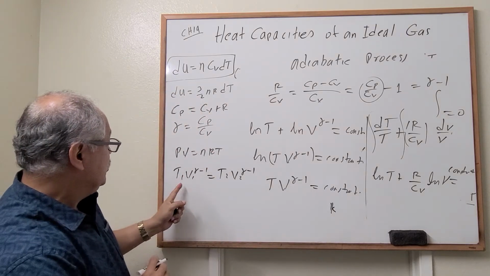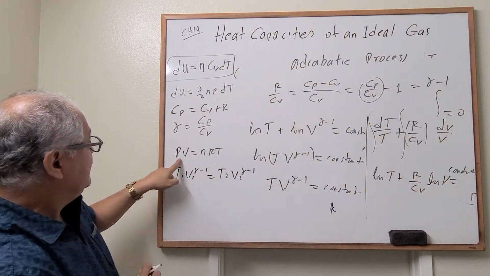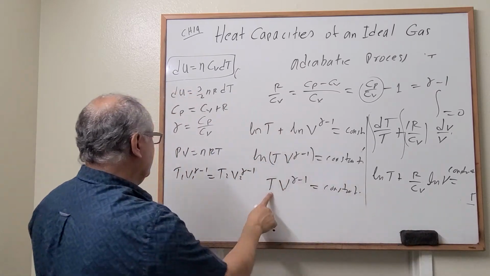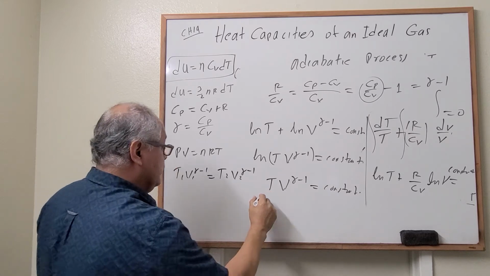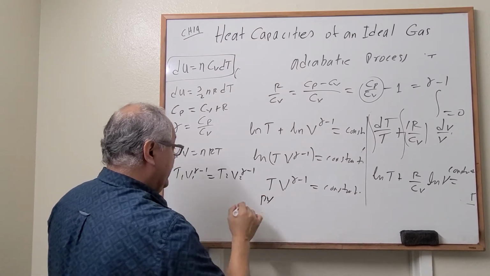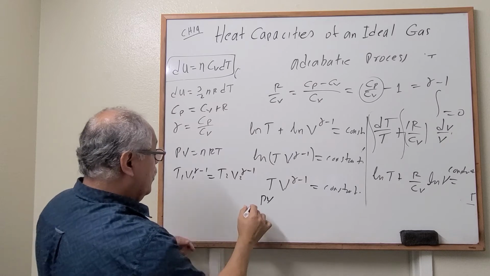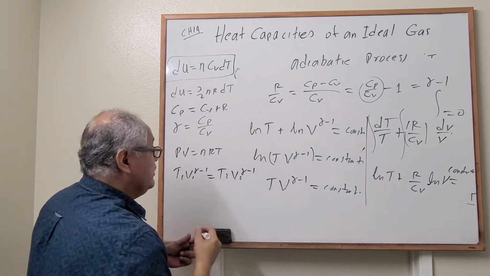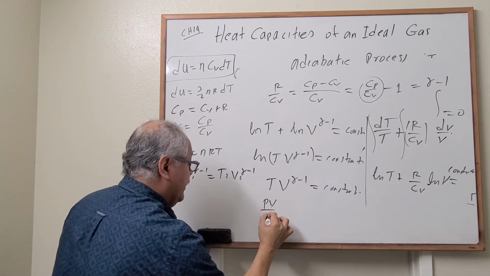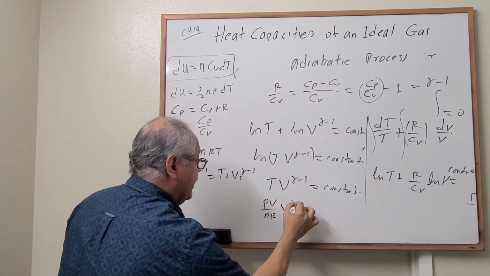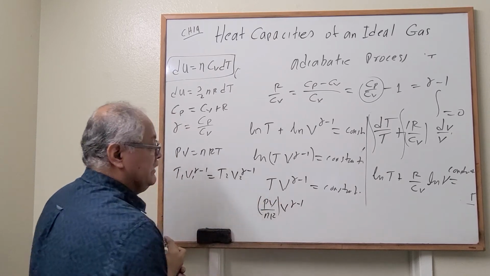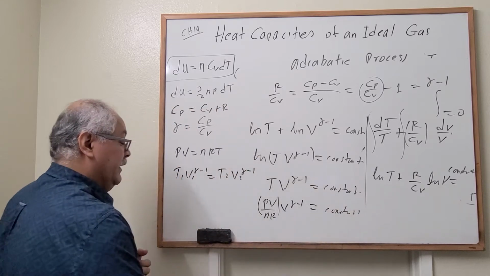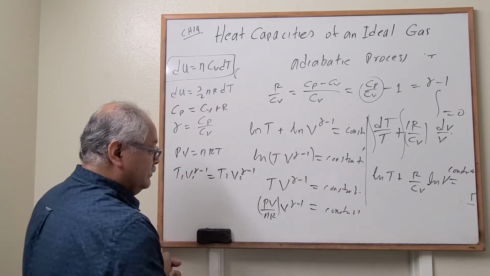Perfect. Also, we can use pressure, using the ideal gas law from here. Let's do it. So let's solve for temperature. Temperature is equal to PV over nR. Okay, one more time: PV over nR times V to the gamma minus 1 must be equal to a constant.